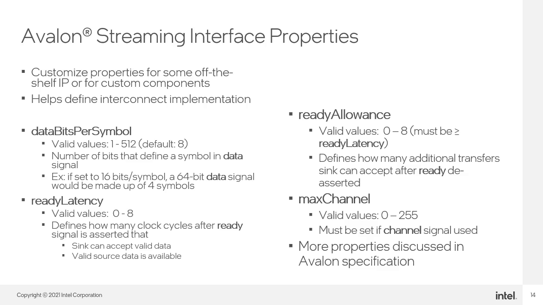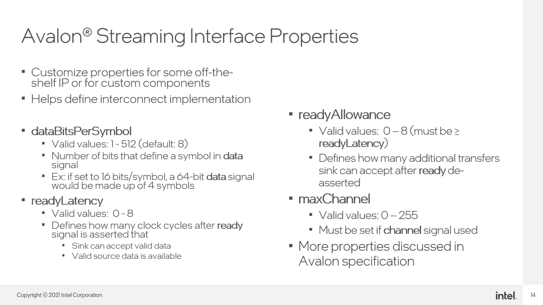The readyAllowance property is often used along with readyLatency. It indicates how many additional transfers can happen from source to sink after ready is deasserted. This property must be greater than or equal to the value of readyLatency. We'll look at how these properties work in a moment.